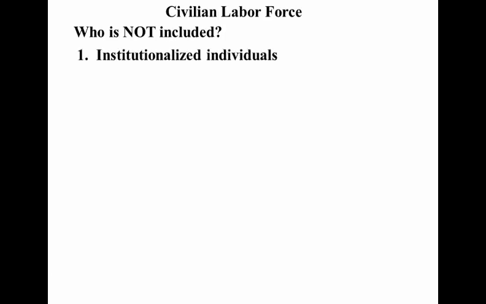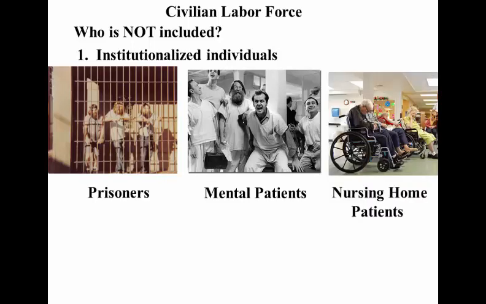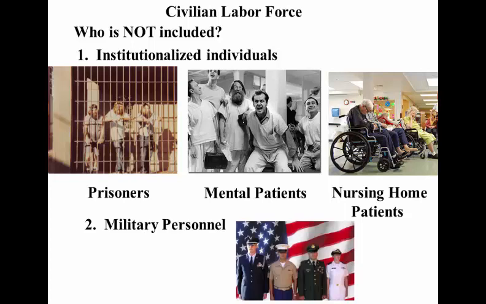We're going to take a look at how you figure out the unemployment rate. First off, you have the civilian labor force. Let's see who's not included in the civilian labor force. First off, institutionalized individuals, such as prisoners, mental health patients, and nursing home patients, are not included in the civilian labor force. Military personnel are not included in the civilian labor force. They're part of the military. They're not a part of the civilian labor force.